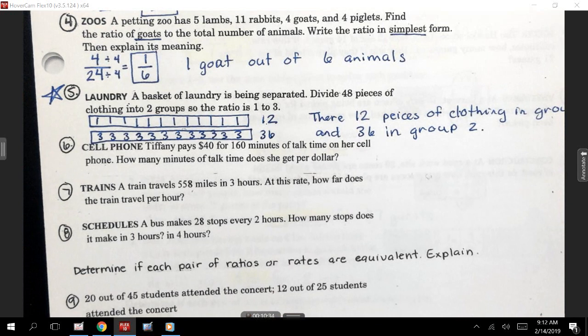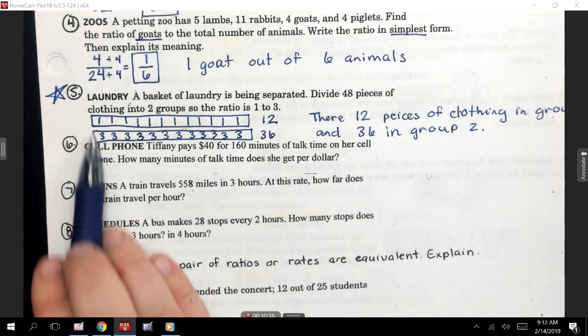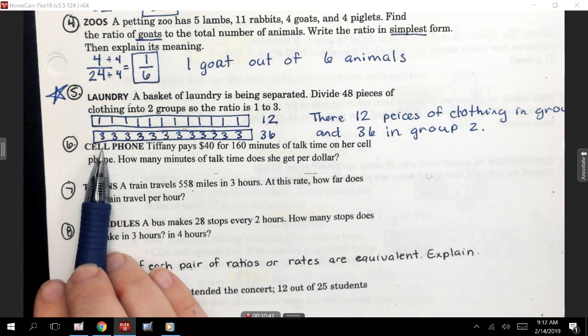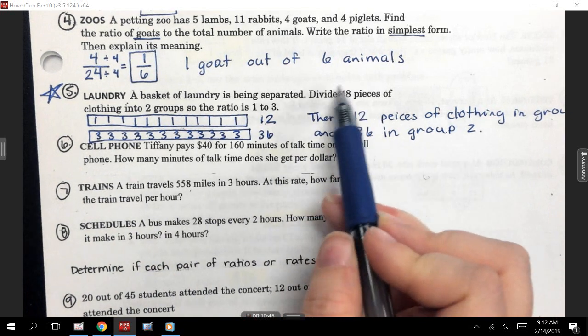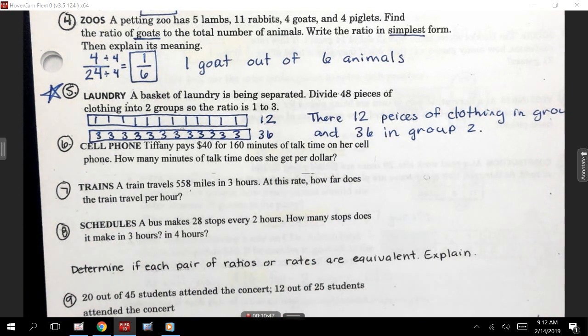Yes, Chandler? If I simplify 12 and 36, I'm going to go all the way back to 1 and 3. So we don't want to simplify that, no. If I simplify it, would I get 48 anymore? No. So we want to make sure that's our answer.